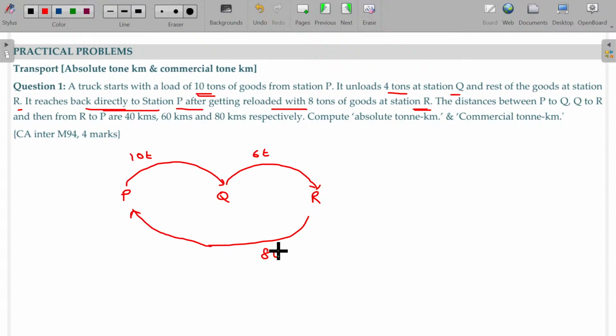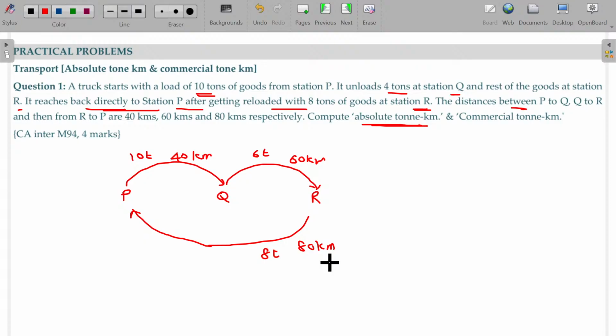So from R to P directly it reaches, carrying 8 tons. The distances between P to Q, Q to R and R to P are: this is 40 kilometers, this is 60 kilometers, this is 80 kilometers. Compute the absolute ton kilometers. In case of the number of kilometers driven, it's very simple. 40 plus 60 plus 80, 180 kilometers driven.